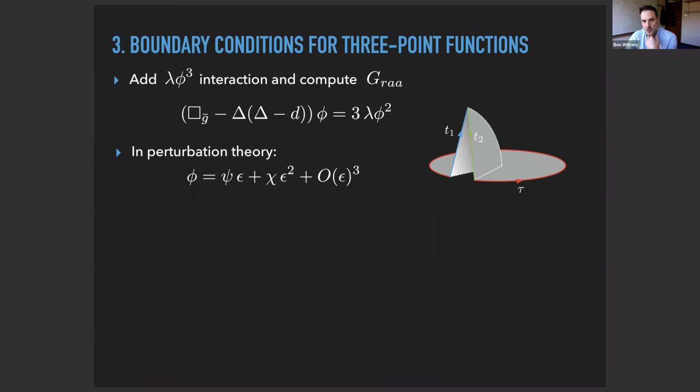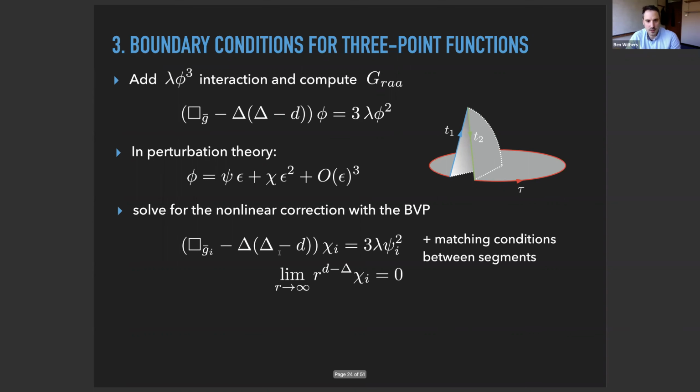So our Klein-Gordon equation is no longer just equal to 0, it has some bulk source terms given by this interaction, so lambda phi squared. So the quadratic source on the right-hand side. We're going to linearize, we're going to do perturbation theory. Let's say epsilon counts the orders in perturbation theory. So we insert this perturbation ansatz into our bulk equation. And then, of course, we get the equation for the nonlinear piece, the quadratic piece, which we'll call chi.